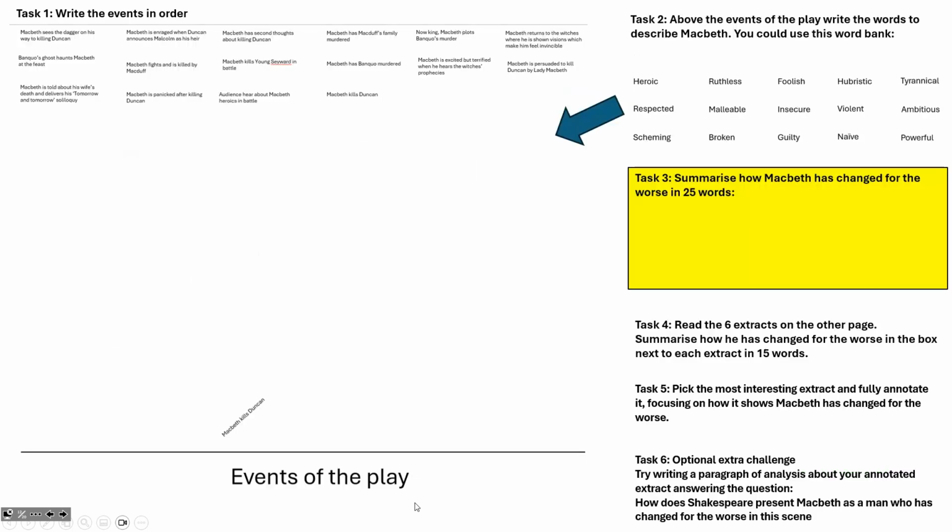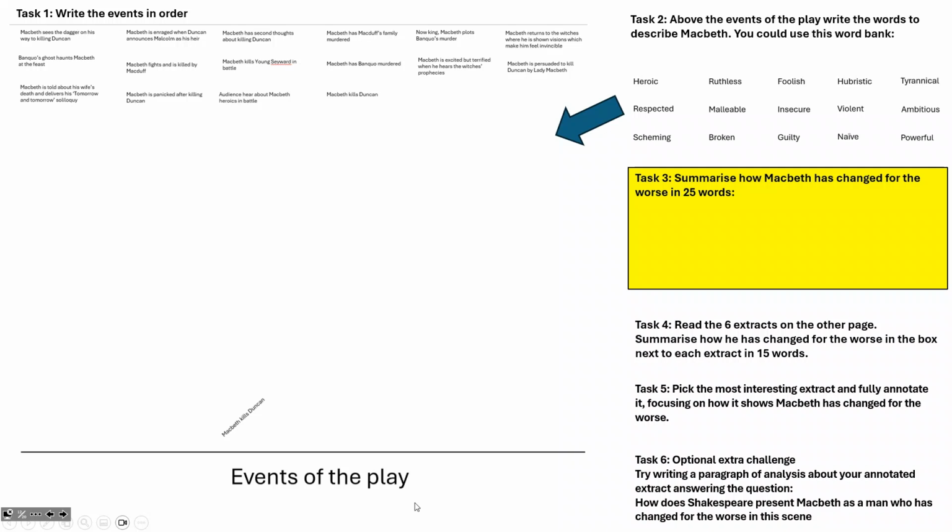How has Macbeth changed for the worse in 25 words? Could you do that now, please, and spend about 3 minutes? How has Macbeth changed for the worse? Go. Well, welcome back. This is probably your answer to the question that you're starting to formulate here.